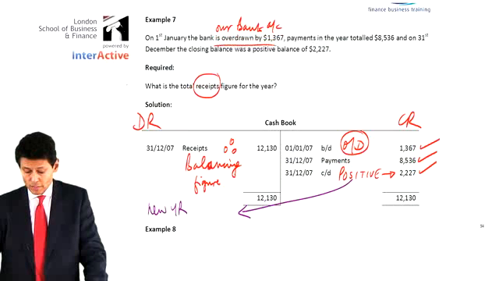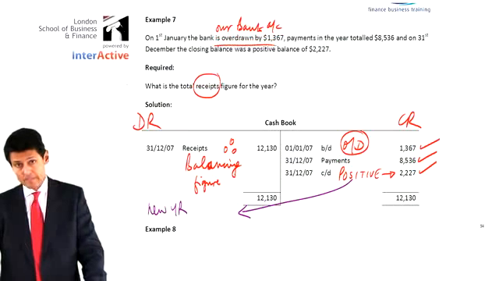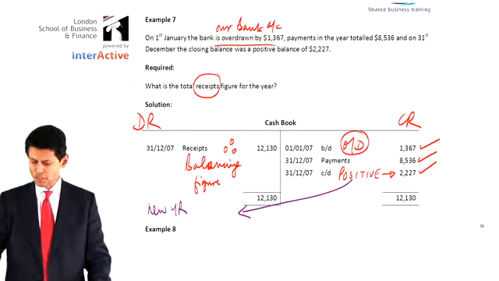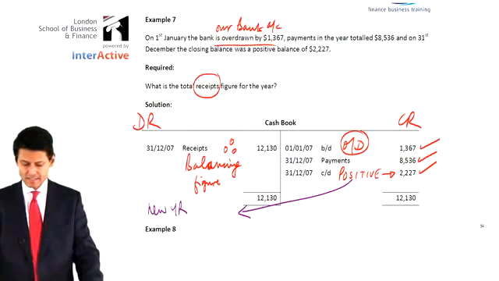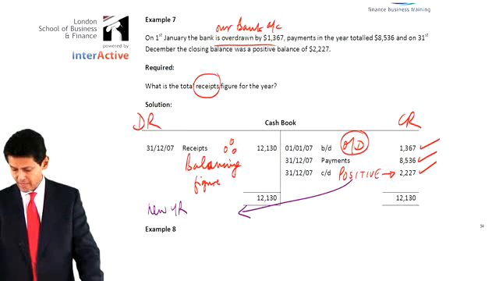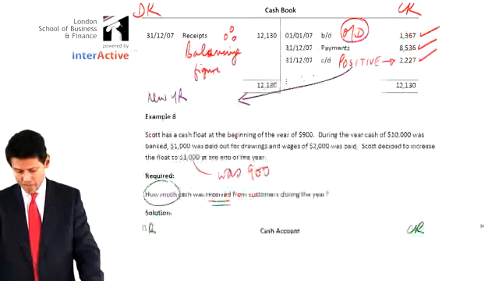So if you've got an overdraft and you've paid things and you still have a positive balance, it must mean you received a huge amount this year. And that's a nice thing, obviously, for the company. But for us in the exam, you mustn't forget that you must use logic as well.